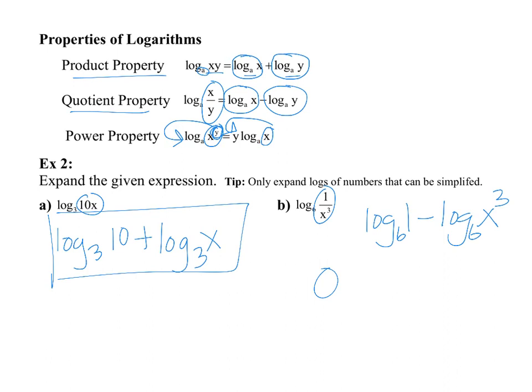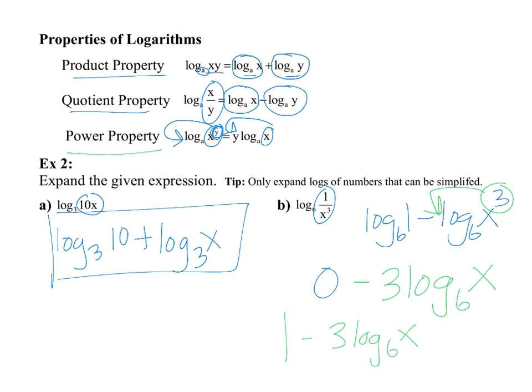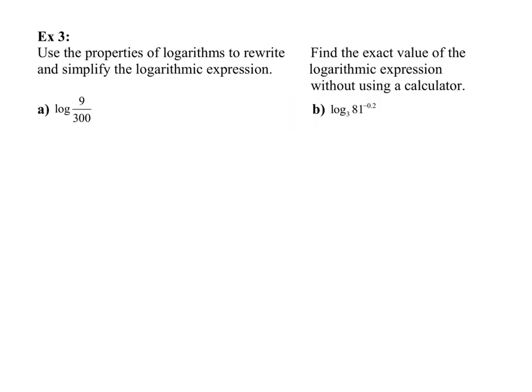And then I could take the 3 now here and apply the power property. Bring that to the front. So I get minus 3 log of x base 6. So it's negative 3 log of x base 6. All right, it's a little tricky in the beginning, but once you get familiar with the properties, then it becomes really easy to do. All right, example 3.